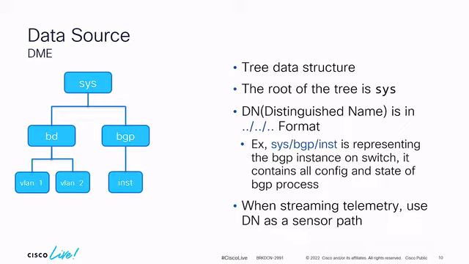So we do have a filter. We do have filter support in the DME. And when you're streaming telemetry, this is called the distinguished name. And this distinguished name is going to be your sensor path.